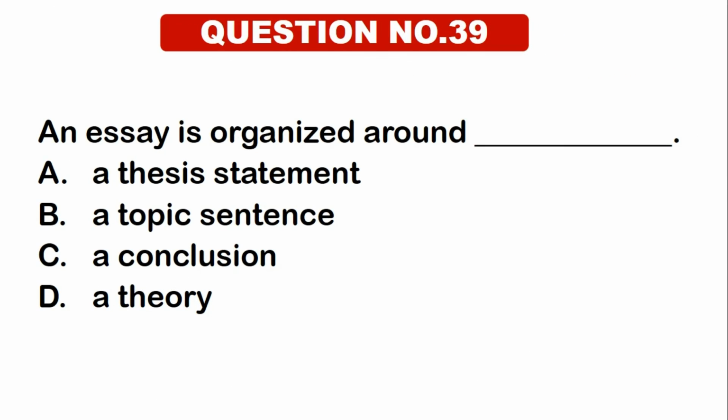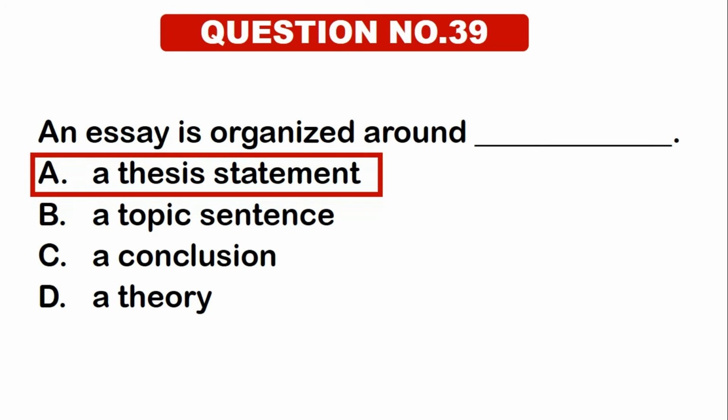39. An essay is organized around A, thesis statement, B, a topic sentence, C, a conclusion, D, a theory. Again, an essay is organized around A, thesis statement, B, a topic sentence, C, a conclusion, D, a theory. The correct answer is a thesis statement.